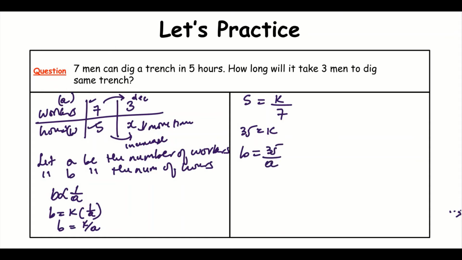So now we can find our B when A is equal to 3. So therefore, when A is equal to 3, B is equal to 35 over 3. So B is equal to 11 and 2/3 hours. So therefore it's going to take 3 men 11 and 2/3 hours to complete the same trench.